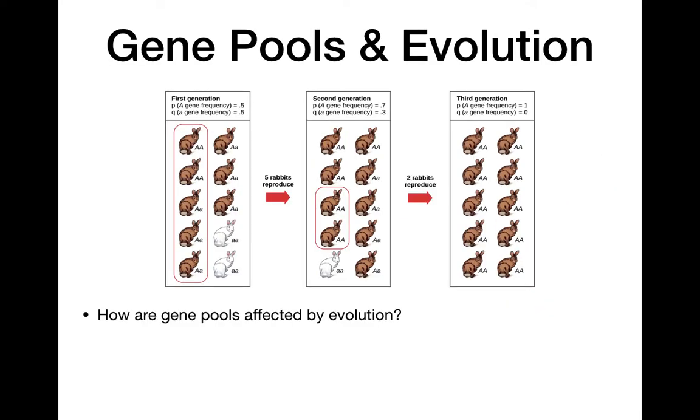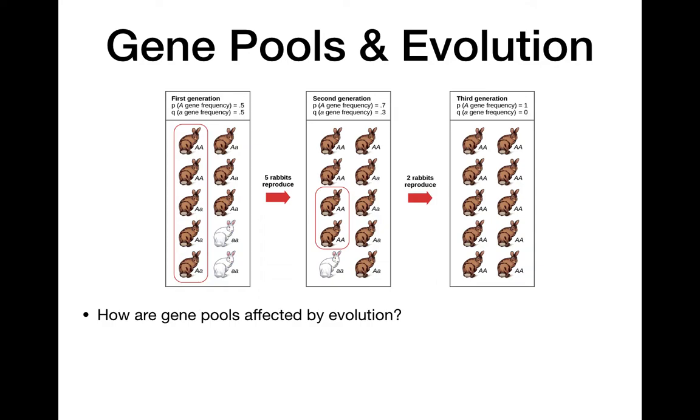Okay, so how are gene pools affected by evolution? What's the connection here? Why are we talking about gene pools in a unit on evolution? Well, if the gene pool is changing, the variation there is changing, the population is evolving. And if it's not changing, it's not evolving. And the gene pool is where the variation comes from.